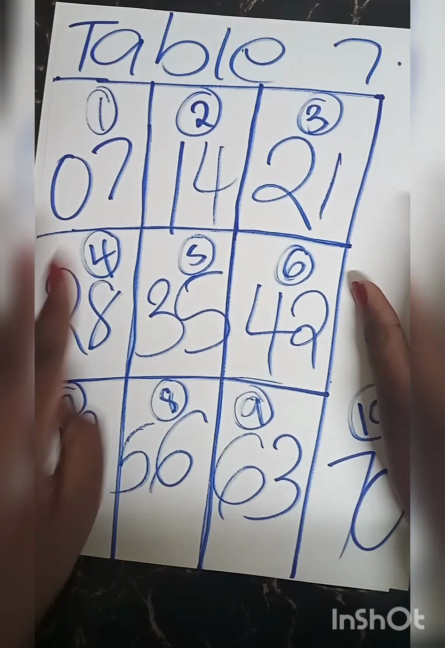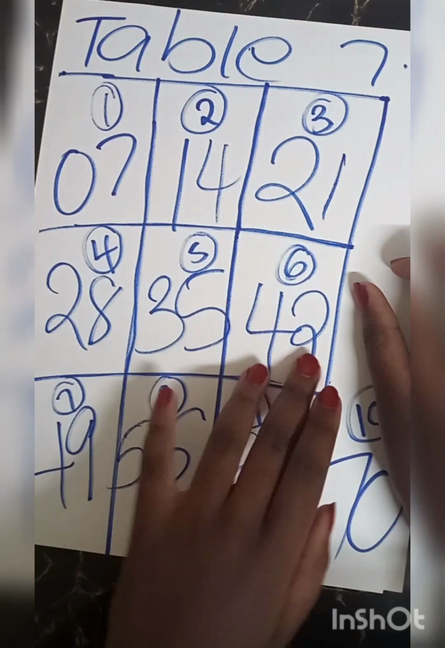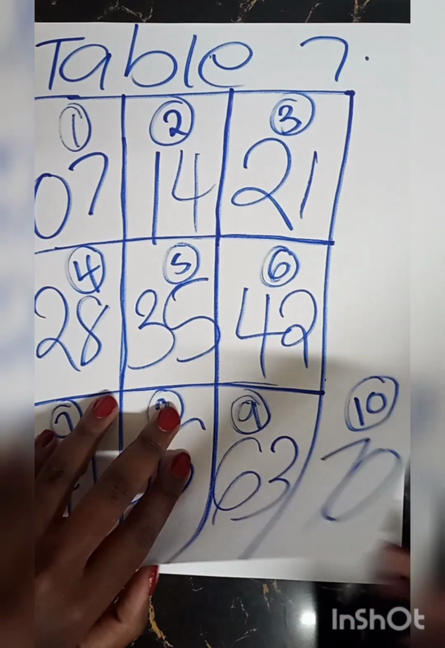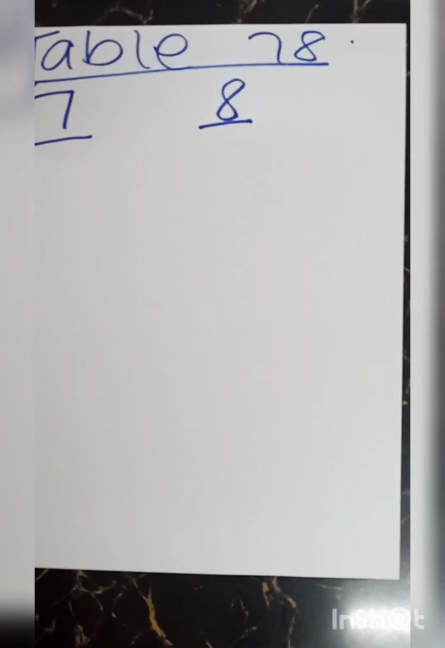For table 78, we'll start by writing tables 7 and 8. Are you together? We went through table 7 and 8, so I won't repeat. This is what you said about table 7: 7 times 1, times 2, times 3, times 4, times 5, times 6, times 7, times 8, times 9 and times 10. This is what we are expected to write here.